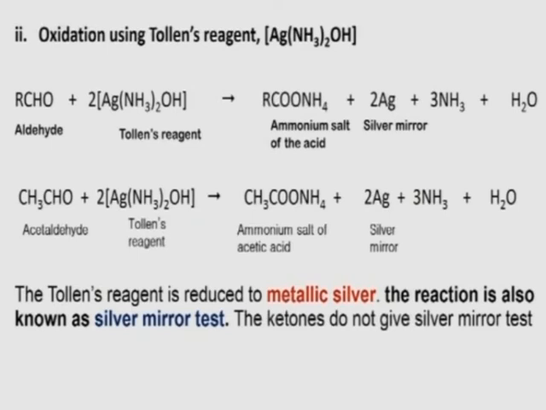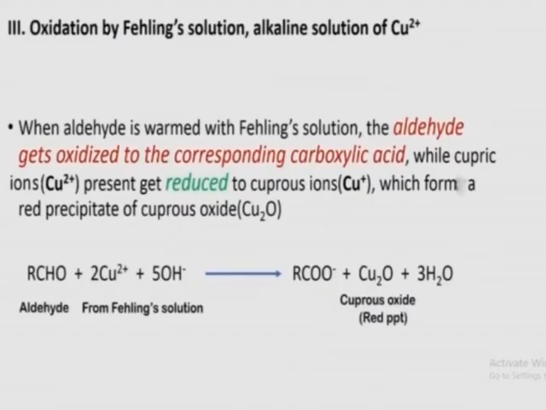And one thing that you have to remember here is the Tollens reagent is reduced to metallic silver. Okay. So oxidation by Fehling solution. What is Fehling solution? Fehling solution is an alkaline solution of cupric ion. And whenever there is an oxidation of aldehyde by Fehling solution, the aldehyde gets oxidized to the corresponding carboxylic acid, while the cupric ion present gets reduced to cuprous ion, and this actually forms the red precipitate of cuprous oxide.